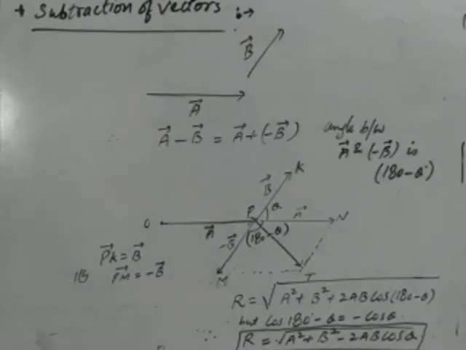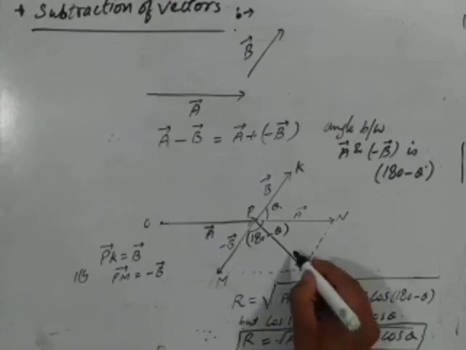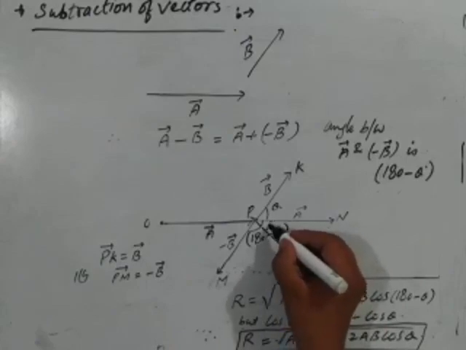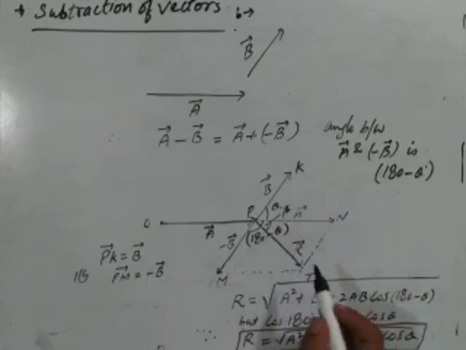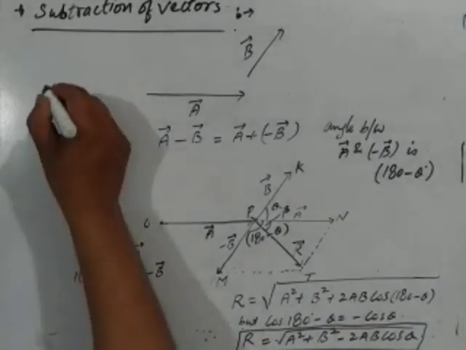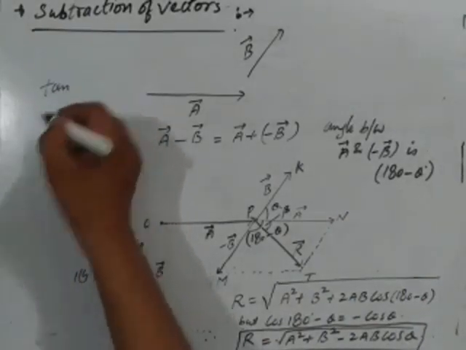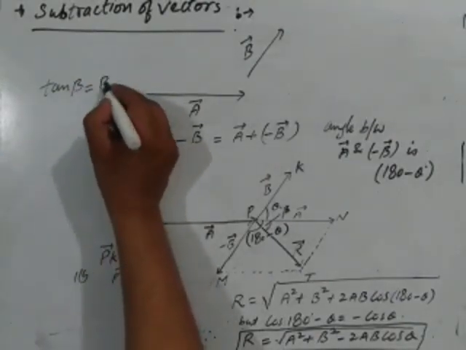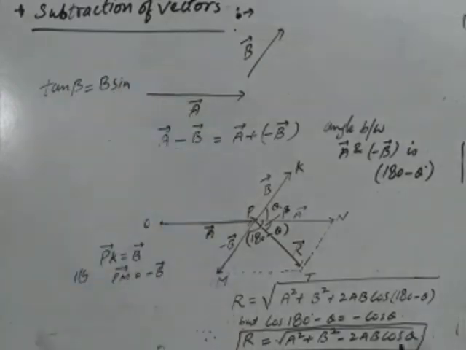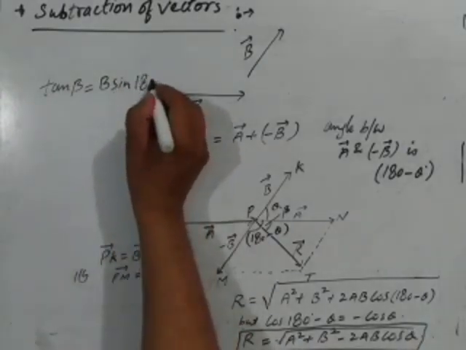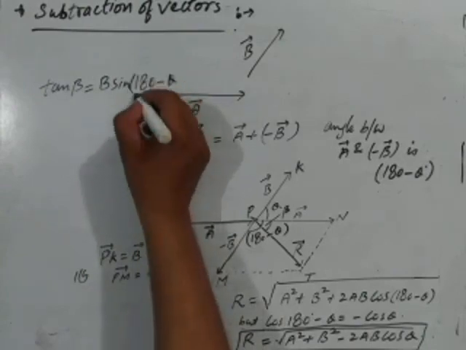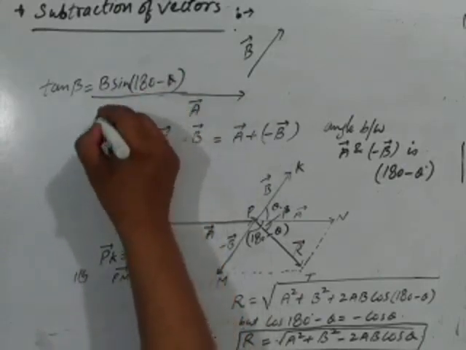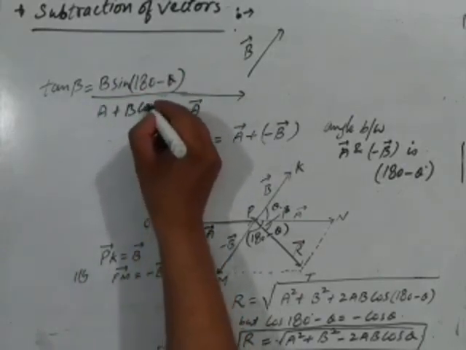Now for finding out the direction of the resultant, if this is R, let it make an angle beta with vector A. So for finding out direction, we always find out tangent of beta is equal to B sine of the angle, which is 180 minus theta, upon A plus B cos 180 minus theta.